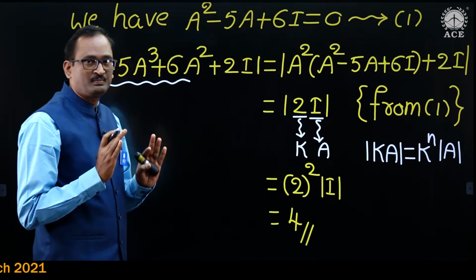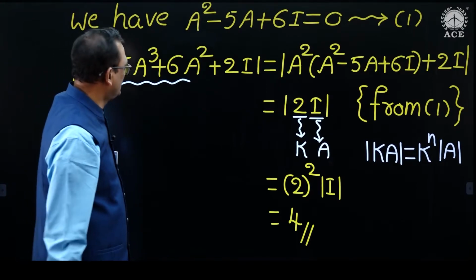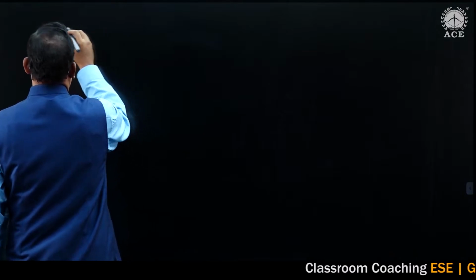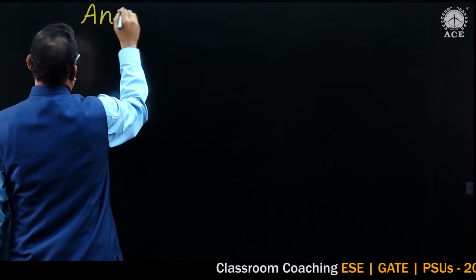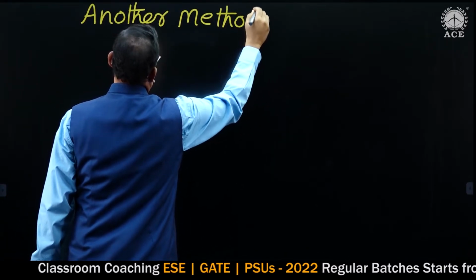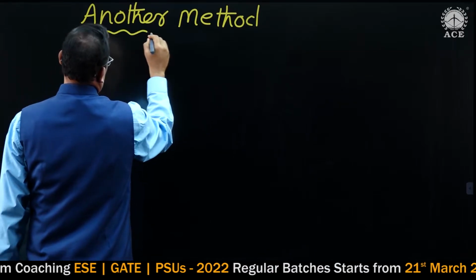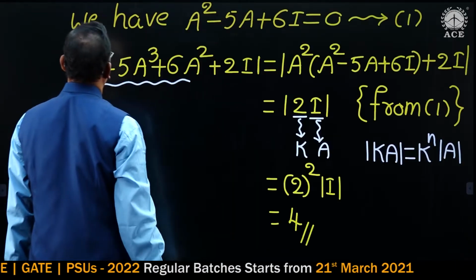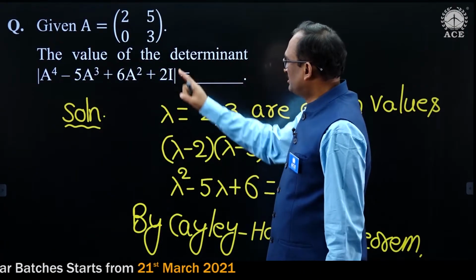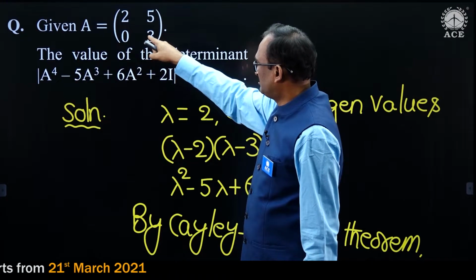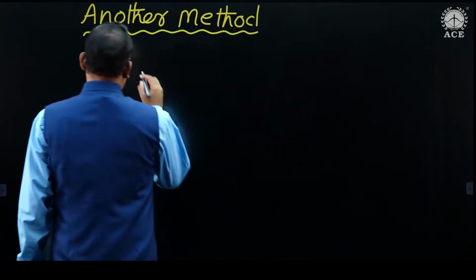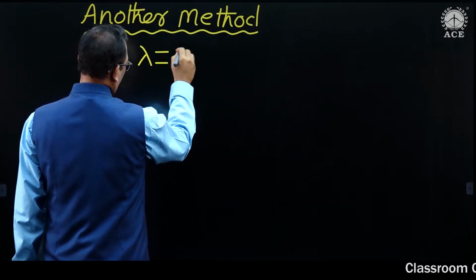We can do the same problem in a different manner also. You'll see. This is an upper triangular matrix. So the eigenvalues are its diagonal elements only, means 2, 3. I mean lambda values are 2, 3.